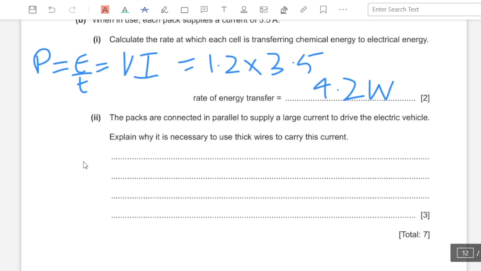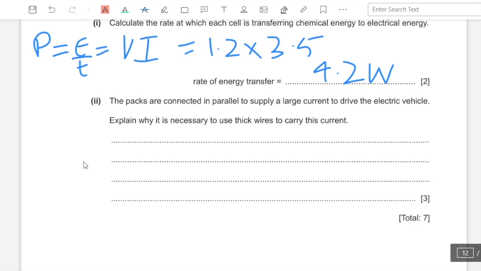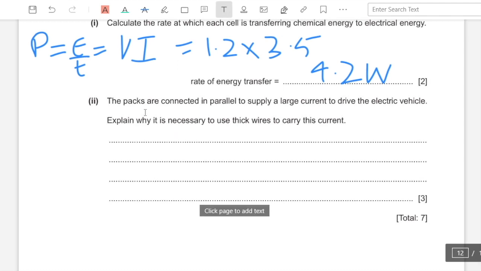2. The packs are connected in parallel to supply a large current to drive the electrical vehicle. Explain why it is necessary to use thick wires to carry this current. So cross-sectional area and resistance are inversely proportional, which means thick wires with a greater cross-sectional area would give less resistance. So thick wires have low resistance, which means less heat is generated.